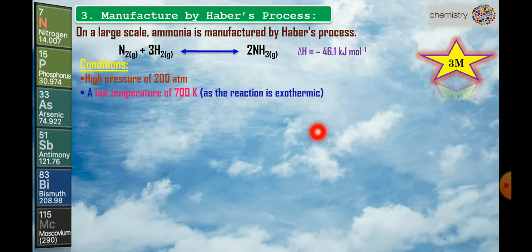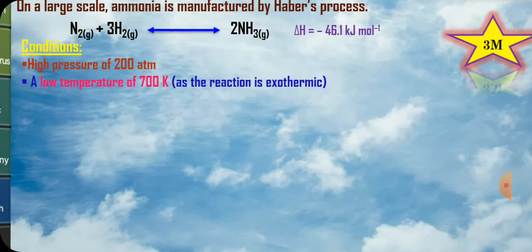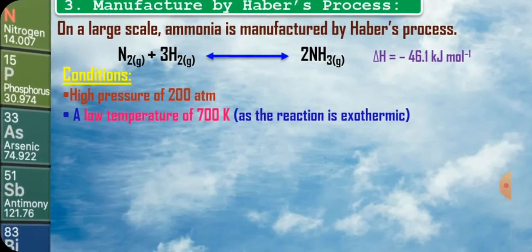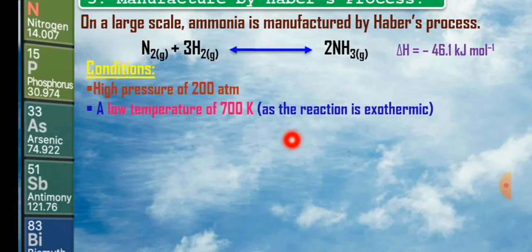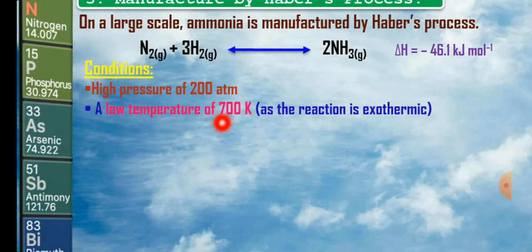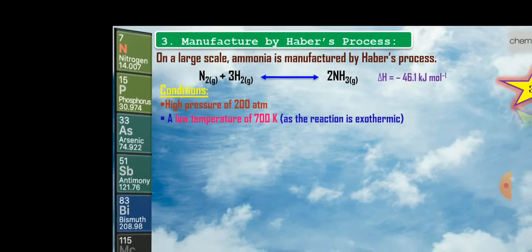Okay, what about temperature? High temperature? No. Lower temperature of how many Kelvin? 700 Kelvin. Why? Because the reaction itself is exothermic. Therefore, here we are not employing what? Higher temperature. The process is not carried out at a higher temperature. It is carried out at a low temperature of 700 Kelvin.